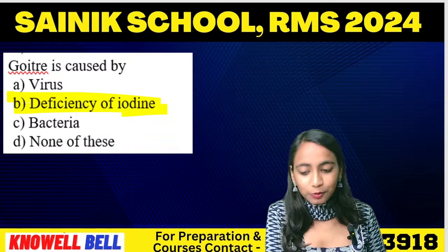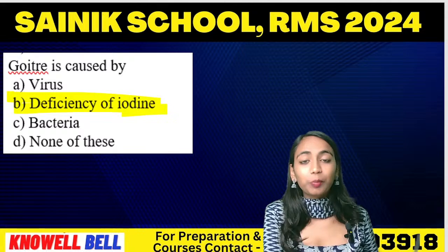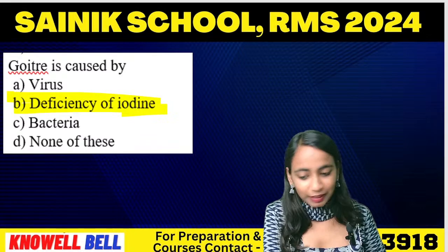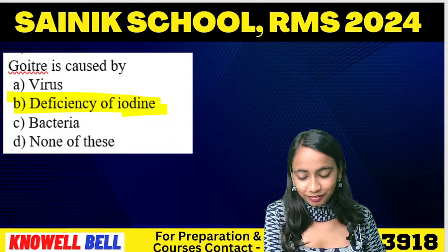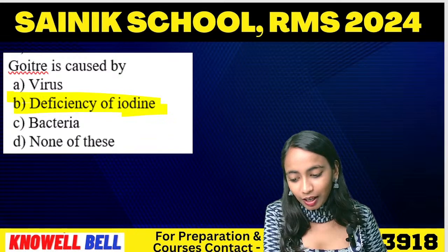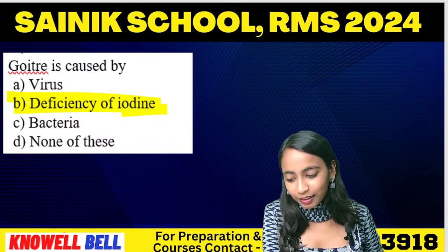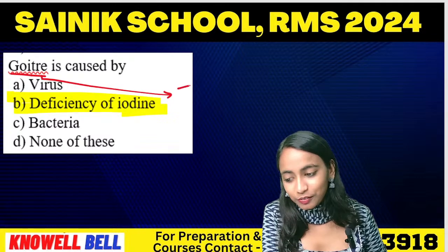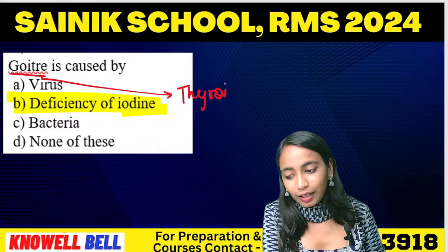Goiter किस gland से associated होता है? Goiter human body के किस gland से associated होता है? Anyone remembers this? Pancreas? No. It is associated with thyroid gland. How come you got the answer, Rushikesh? अभी तो question ही present नहीं किया है. Goiter is associated with thyroid glands.